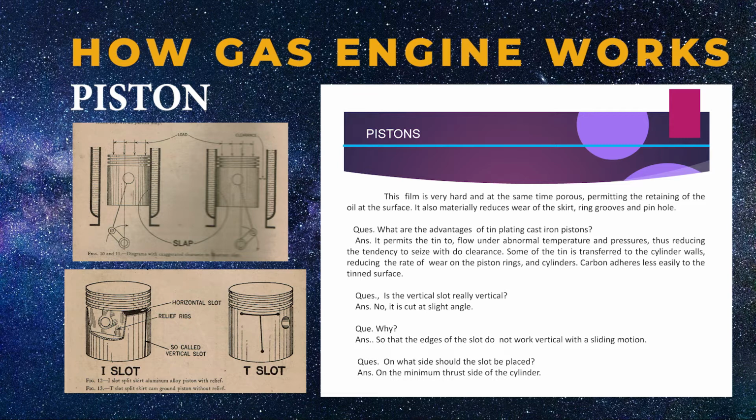Question. Is the vertical slot really vertical? Answer. No, it is cut at a slight angle. Question. Why? Answer. So that the edges of the slot do not work vertically with a sliding motion. Question. On what side should the slot be placed? Answer. On the minimum thrust side of the cylinder.